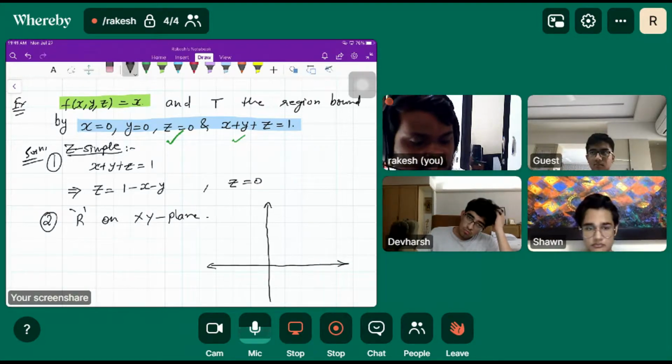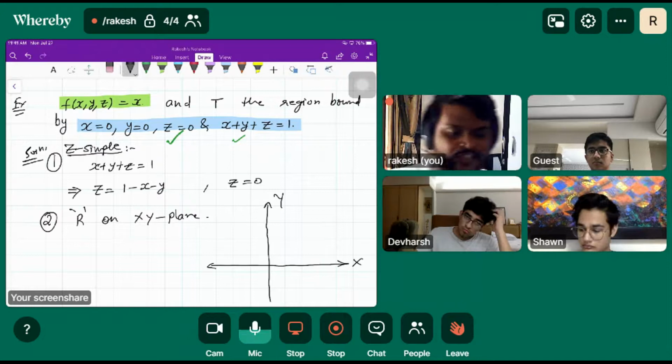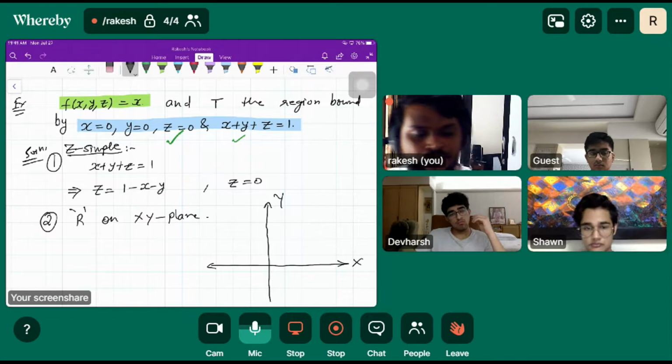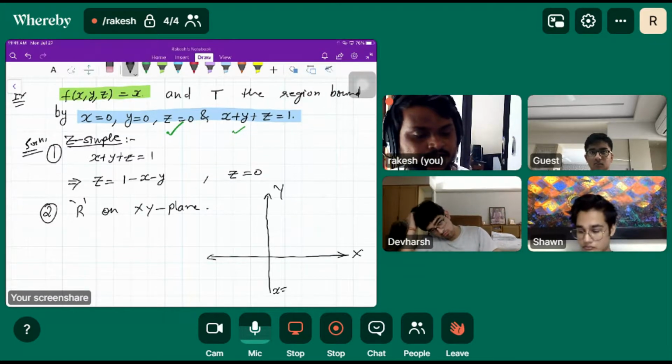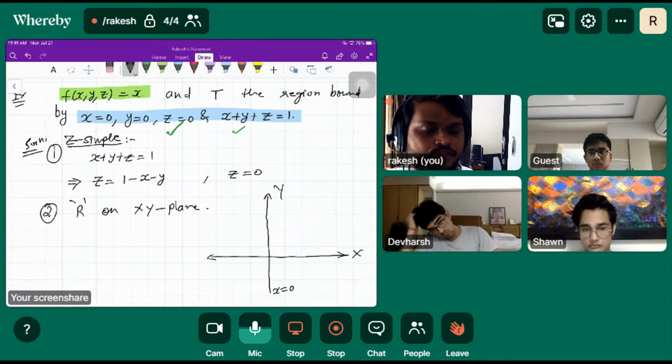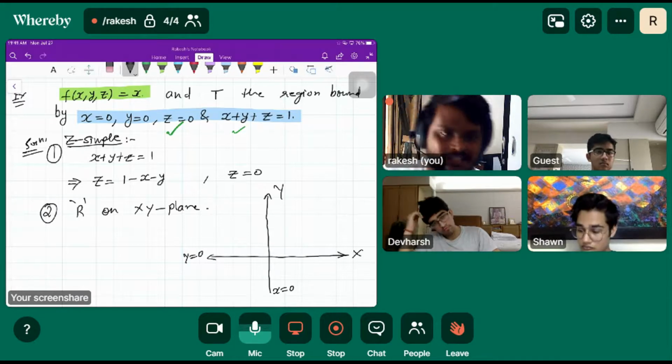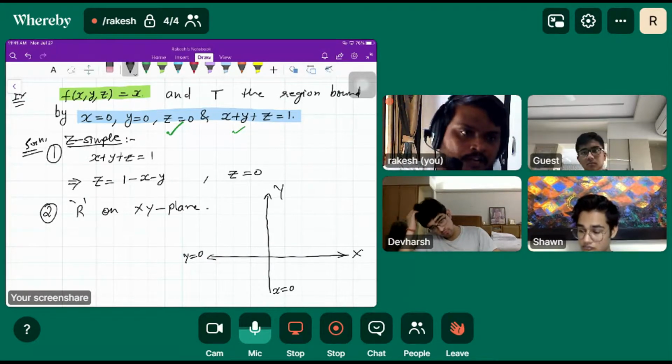So for that, which lines do we have? See, what is x is equal to 0? X is equal to 0 is your y axis. What is y is equal to 0? That is the x axis, right? And what is z is equal to 0? That is, we are already on the xy plane. That is z is equal to 0, isn't it?